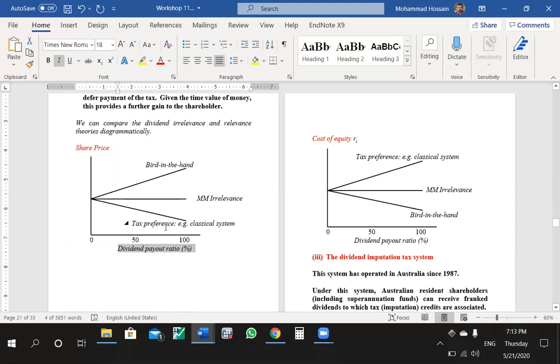Since the demand for the share is increasing, the share price is increasing. As a result, their tax preferences, the tax shield, will be decreasing. The share price will increase. When the share price increases, this means that your cost of capital decreases, the cost of equity will be decreasing.